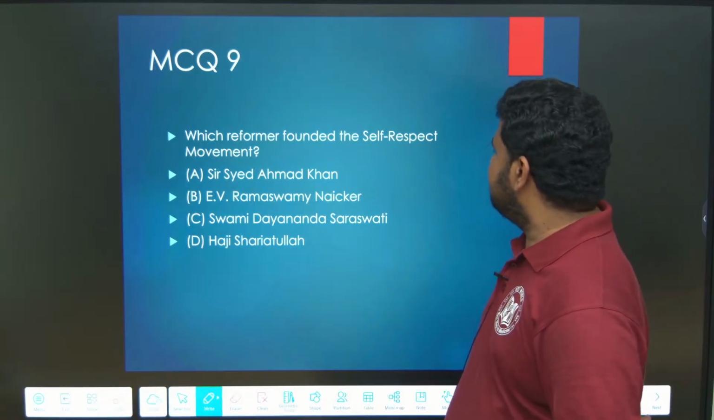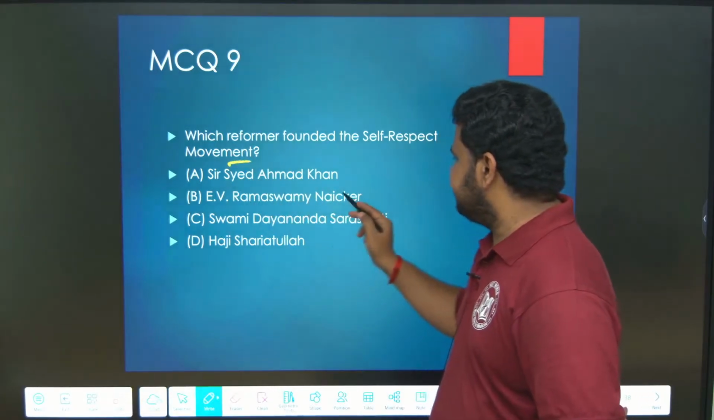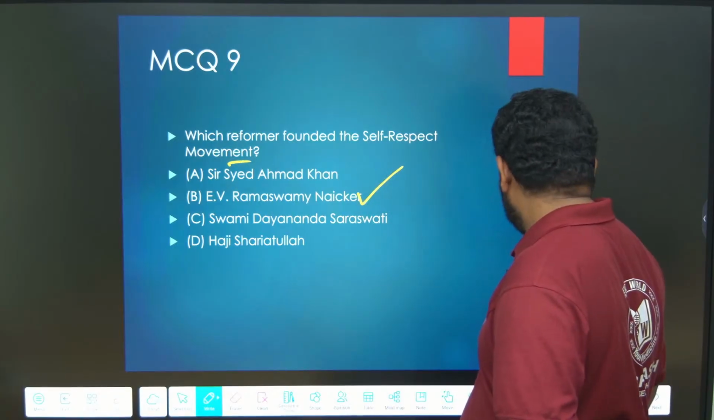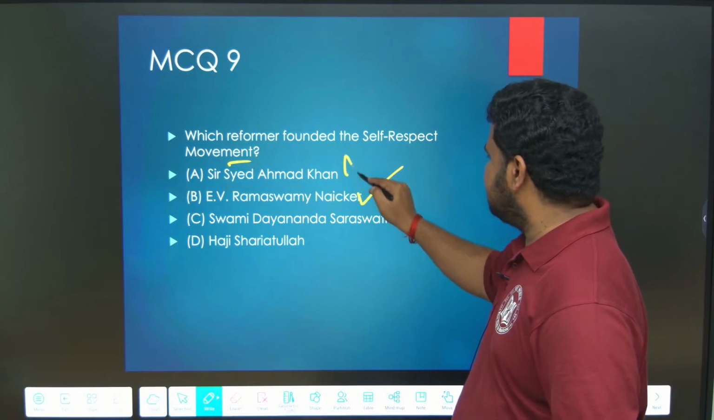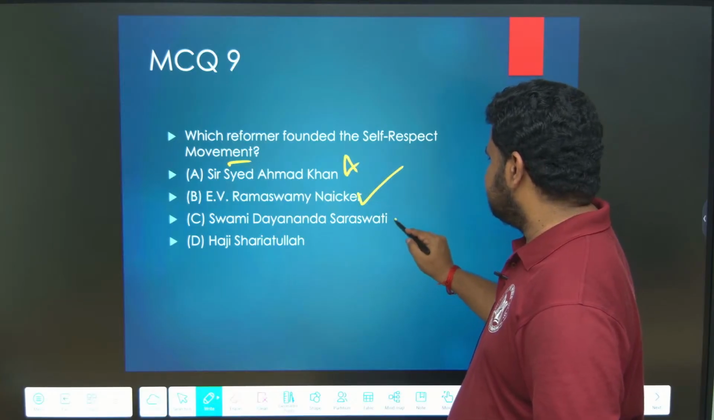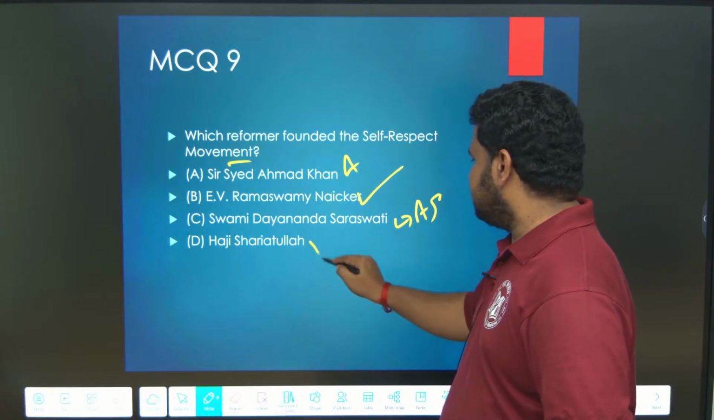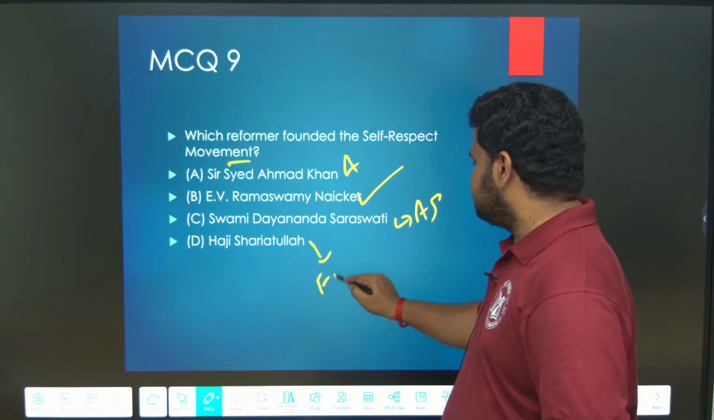Next, which reformer founded the self-respect movement? Just now we studied, it is E.V. Ramasamy Naikar, also called the Periyar movement. Sir Syed Ahmed Khan, it is the Aligarh movement. Swami Dayananda Saraswati, it is Arya Samaj. Haji Shariatullah, it is the Faraizi movement.